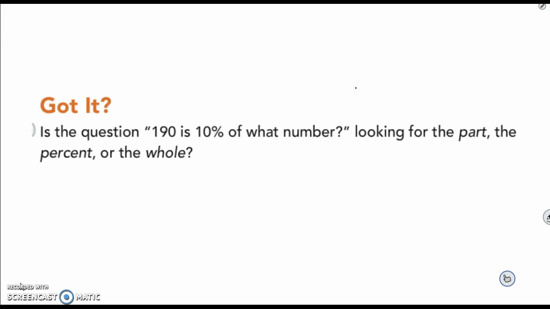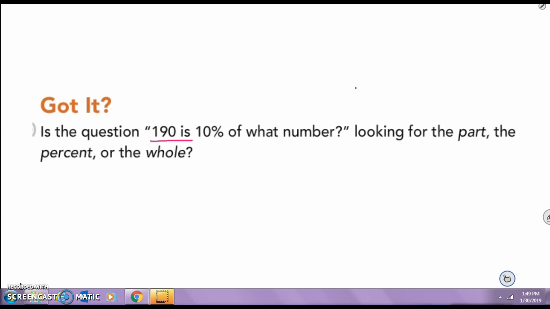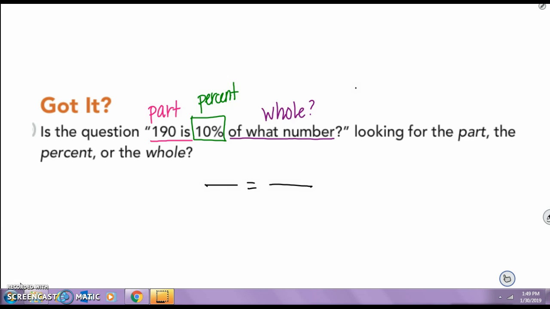Is the question 190 is 10% of what number? Looking for the part, the percent, or the whole. If you look, we have 190 is, we have 10%, and then we're missing of what number? So we see that we have the part, the percent, but we are missing the whole. So to solve this problem, we could set up our equation or our proportion.